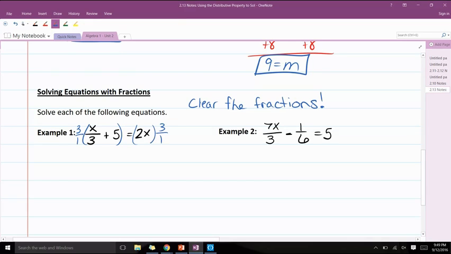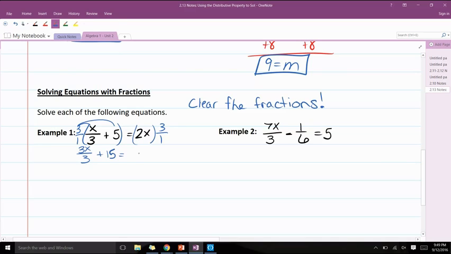Okay, so how's this gonna help us out? Well, we're gonna distribute this 3 on the left-hand side. So what we will get is 3x over 3, then 3 times 5 gives us 15.